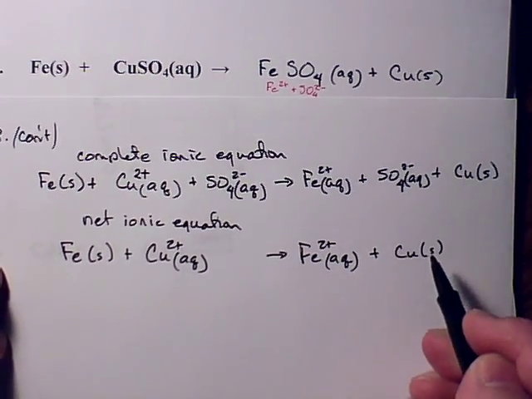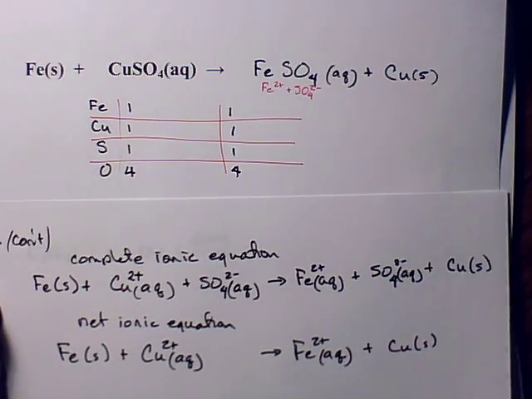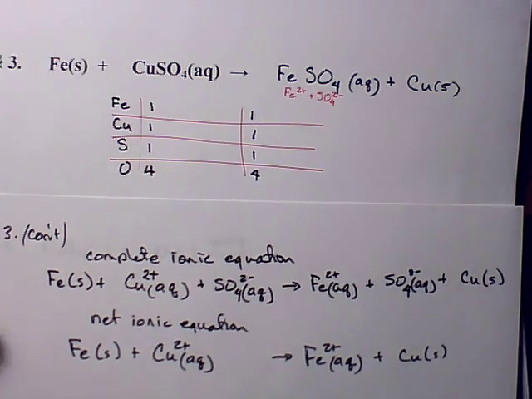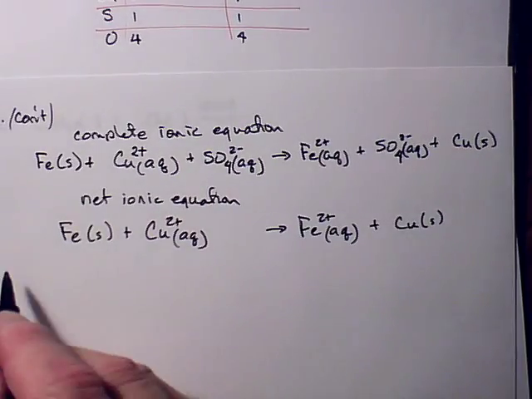All right, then. Now, so that's number 3. And that's assuming you did this, assuming that iron had a 2+ charge. Let's do it with a 3+ charge now.